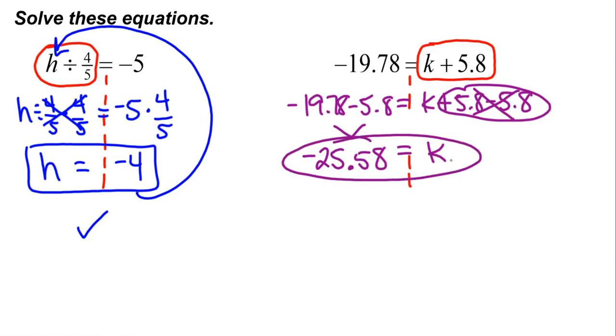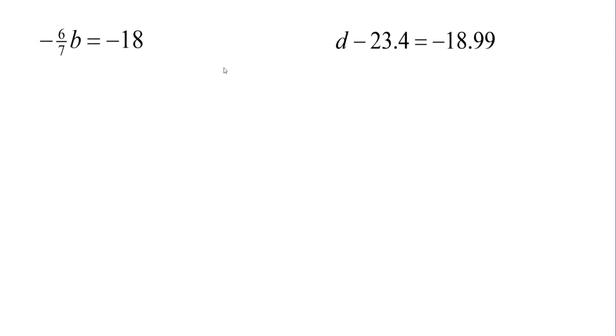There's my solution. And again, if I put that value back in the original equation, negative 25.58 plus 5.8 does give me negative 19.78. So I know that my solution works. Always go back and check your solutions. It only takes a second.